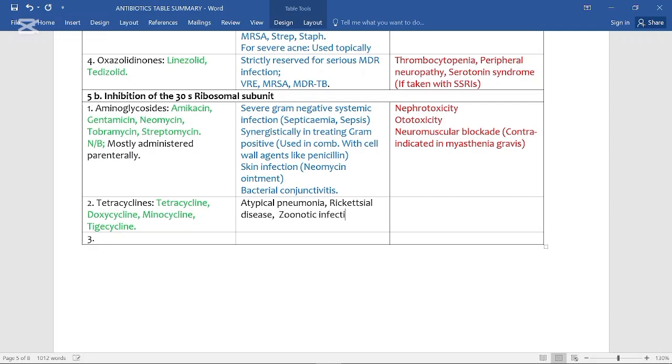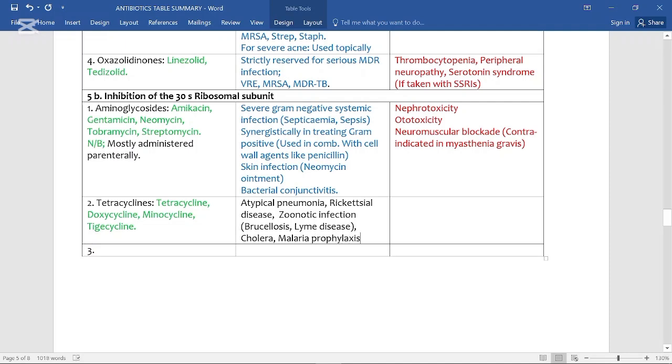Zoonotic infections, the like of brucellosis. Yeah, very good for brucellosis. And maybe also Lyme disease. I can put here Lyme disease. Apart from the zoonotic infection, this drug can also be used when it comes to cholera. Vibrio cholerae, very good against cholera, and also it can be used for malaria prophylaxis.